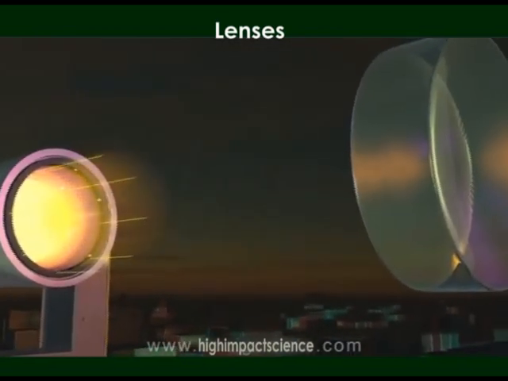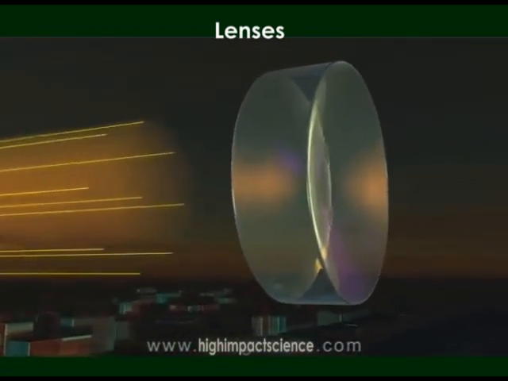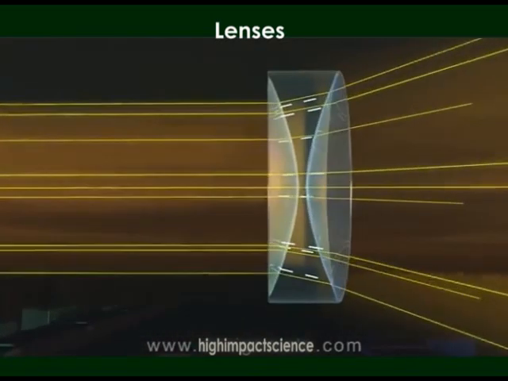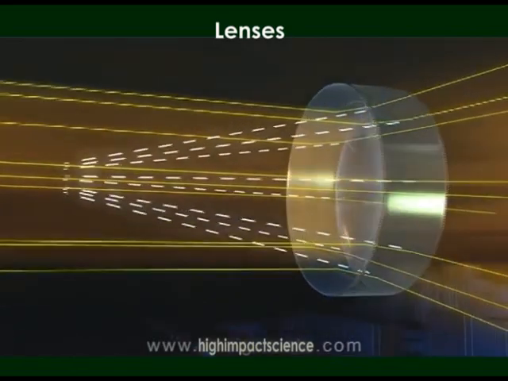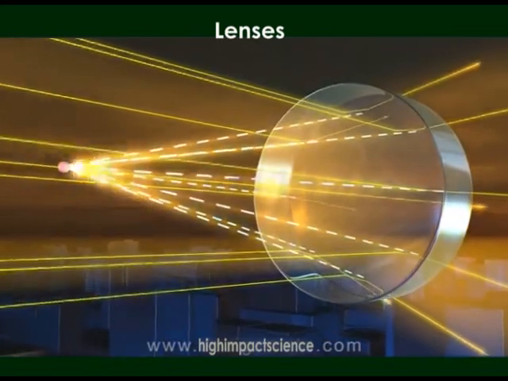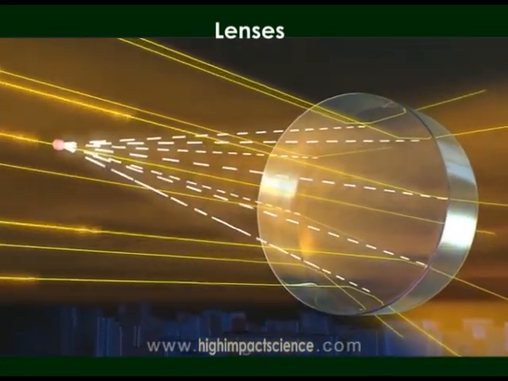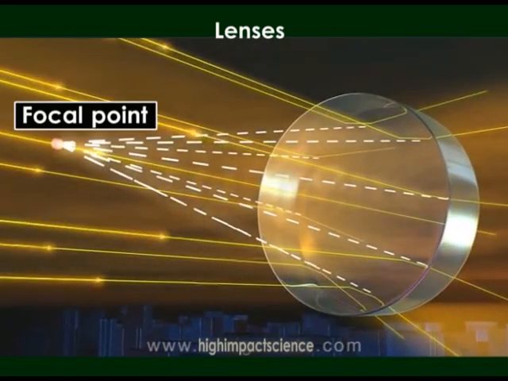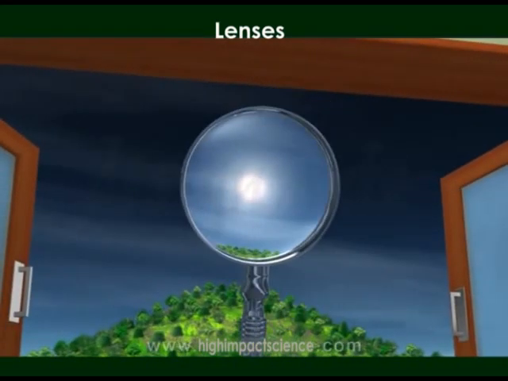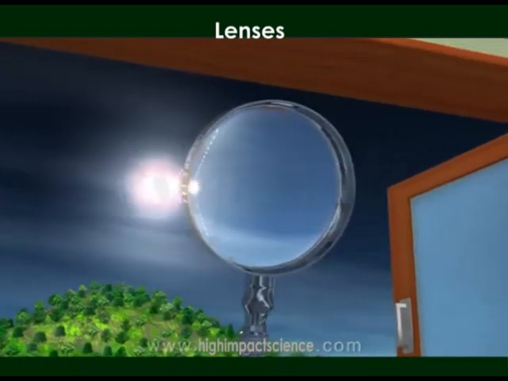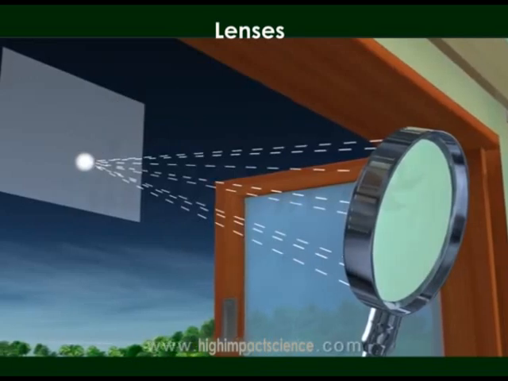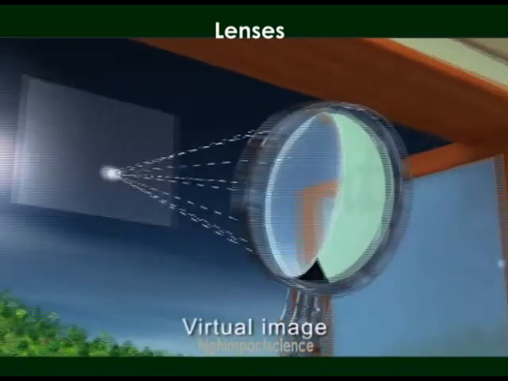Parallel rays incident on a concave lens undergo divergence as they emerge on the other side. If the divergent rays are extended backwards, they appear to meet at one point on the principal axis on the same side as the object. This is the focal point of the concave lens. The sun, viewed from a concave lens, would appear as a point. If you place a paper at this point, it will not be heated. The image formed in this case is a virtual image.